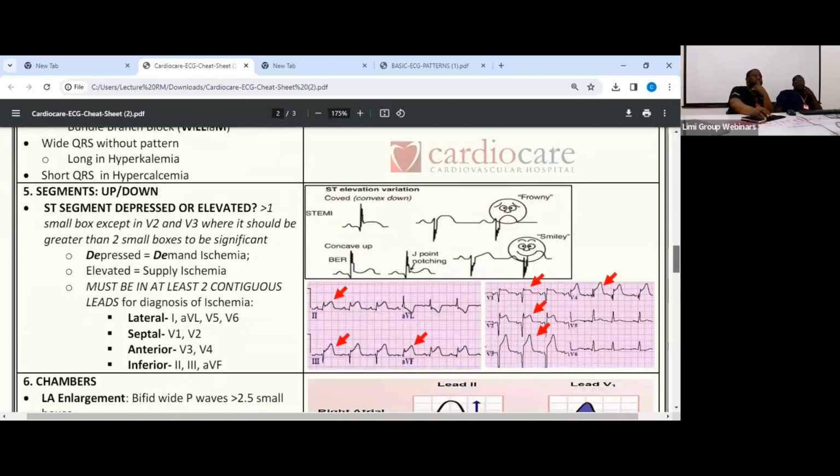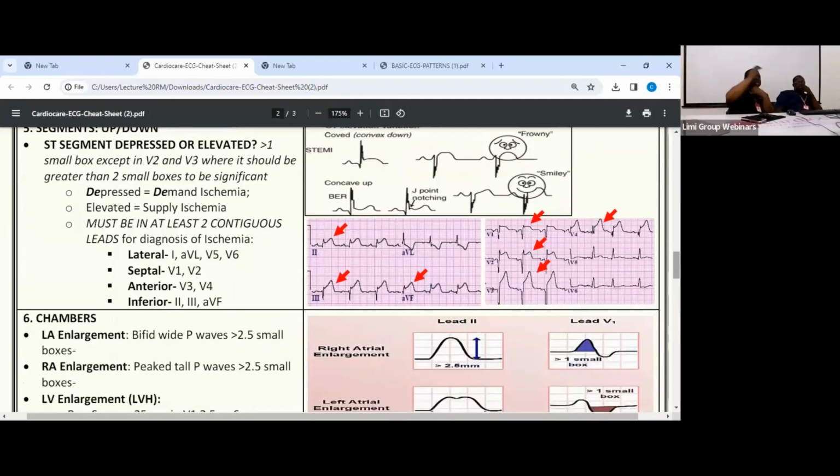Now we talked about the segments. The main segment we're looking at is the ST segment. Once the ST segment is elevated above the baseline, and you can see it in two or more leads, then you are likely to have a cardiac infarction, especially if the patient has ongoing chest pain. Urgent intervention is needed. We typically do that in Cardiocare. We take them straight to the cath lab and we open up the blood vessels that may be blocked.